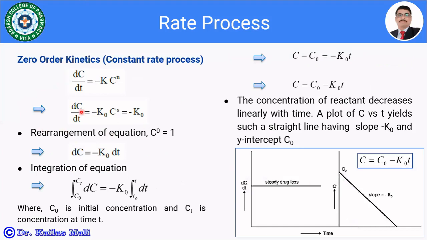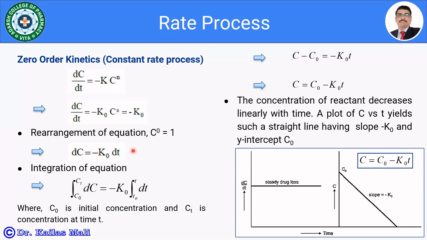So in the zero order process, we got this equation dC by dt is equal to minus K0. Now rearrange this equation so that we will get dC is equal to minus K0 dt. With the help of the equation dC by dt is equal to minus K0, it becomes very difficult to calculate the rate of equation. Hence, the simplification is required. So, rearrange the equation, we will get dC is equal to minus K0 dt.